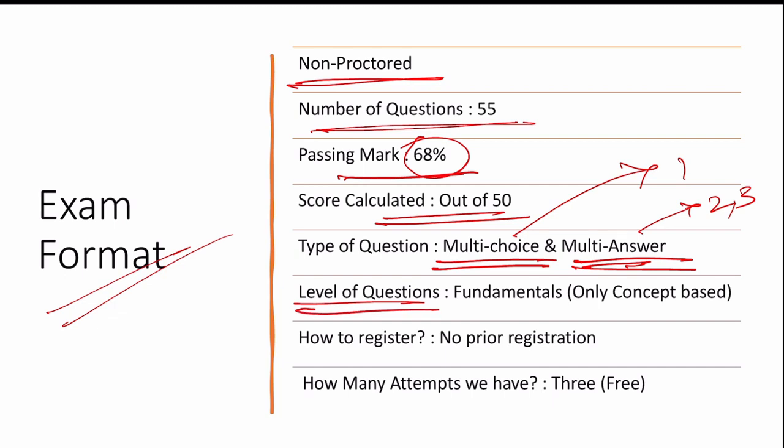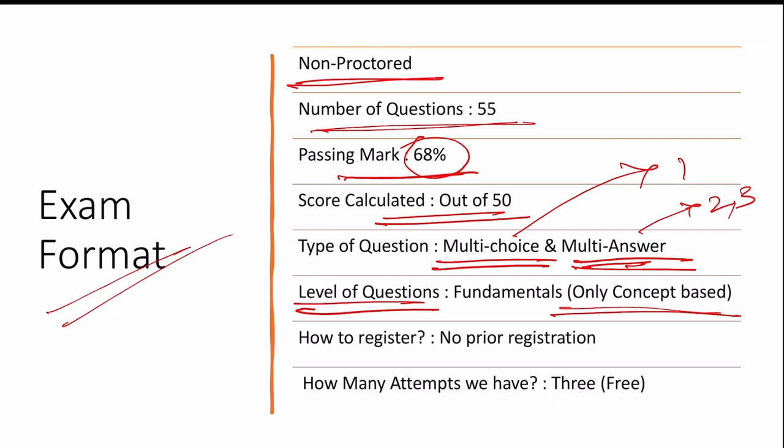Next we will talk about the level of questions. As this exam is for OCI Foundation, all the questions are based on concepts related to Oracle Cloud Infrastructure. So you just need to go through the concepts. No need to think much about scenario-based questions.